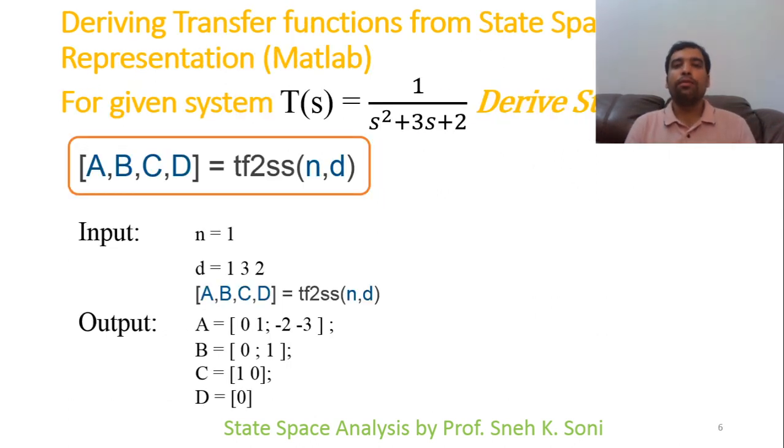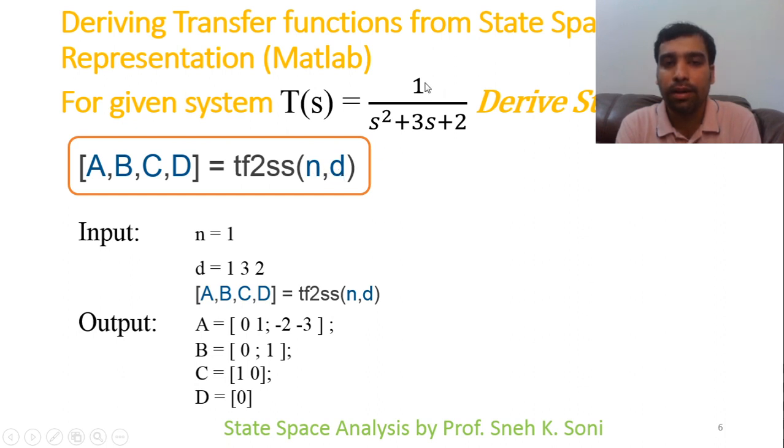If you have a similar problem in MATLAB, then what you should do, here the command is tf2ss. If you recall, we discussed ss2tf while we were converting state space to transfer function. Here we are using the command tf2ss, through which you can convert the given transfer function into state space. Here the input arguments are n and d. n stands for numerator coefficients and d stands for denominator coefficients.